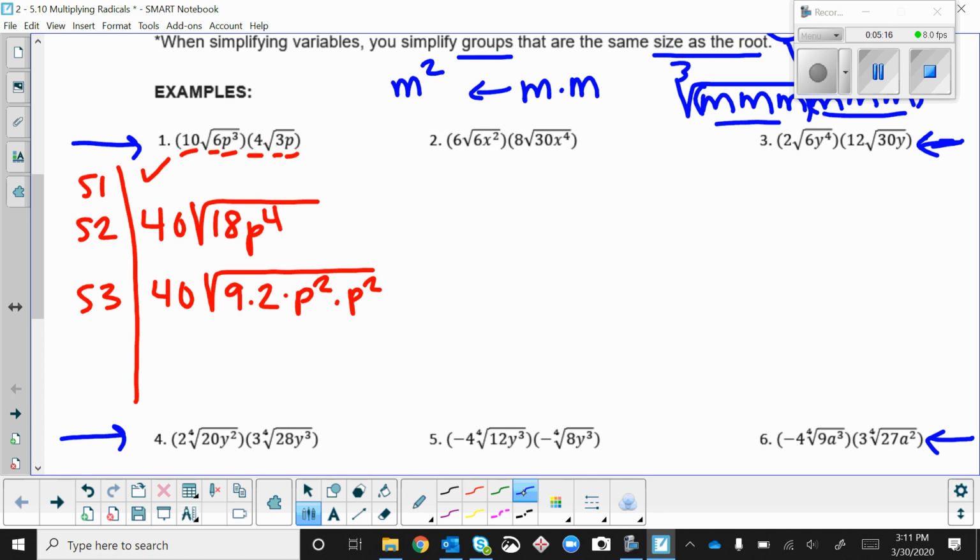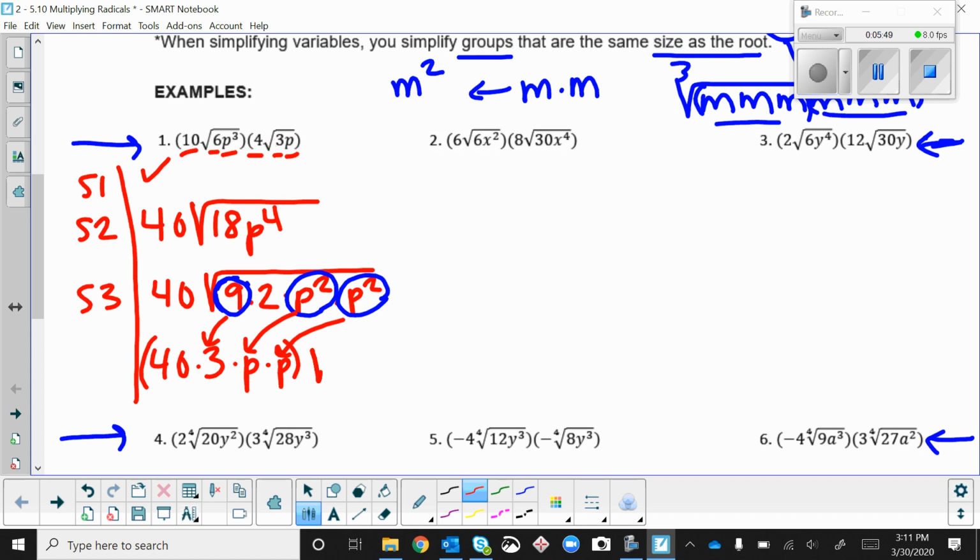I'm going to bring 3 out for the square root of 9. And the square root of p squared is p. And the square root of this p squared is p. So I have 40 times square root of 9, which is 3. The square root of the first p squared is just p. The square root of the second p squared is p. So that's all on the outside. So that went here. That went here. The square root of that went here. And then the square root of whatever's left inside, which is just that 2, that's all by itself, right here.